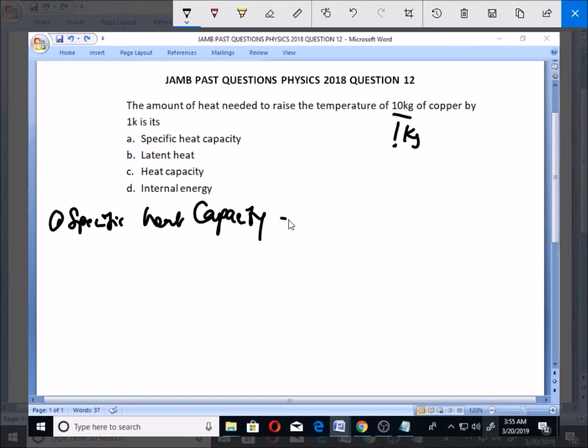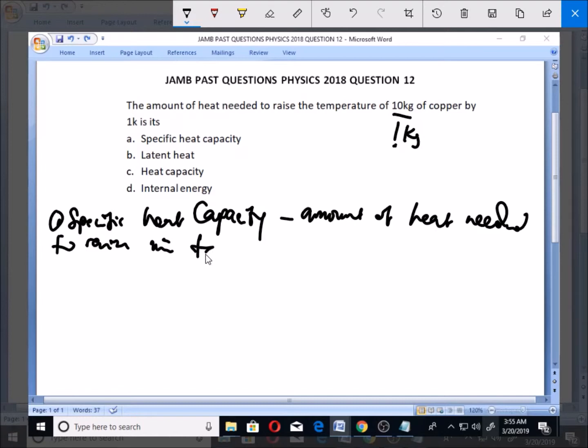So specific heat capacity is the amount of heat needed to raise the temperature of 1 kg of a substance, this time around we have copper, but it could be any substance or any metal, by 1 Kelvin. So that is what specific heat capacity is.